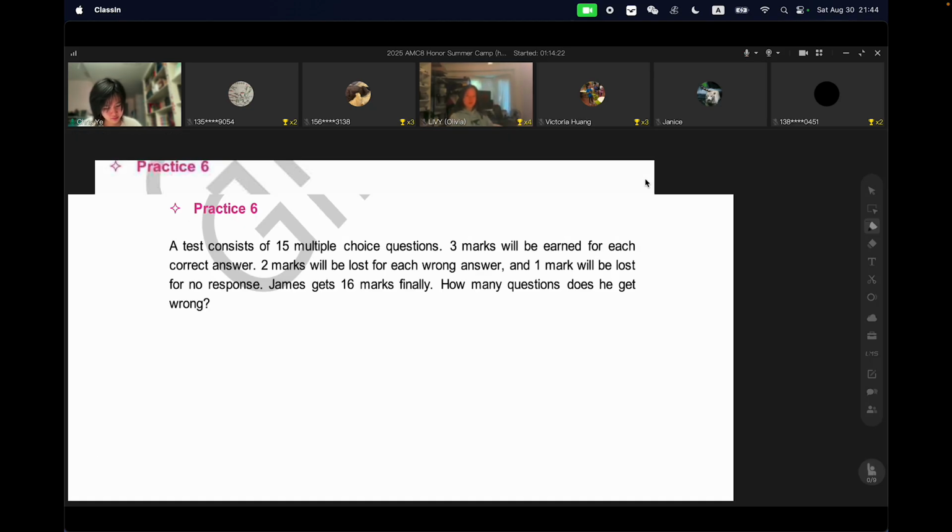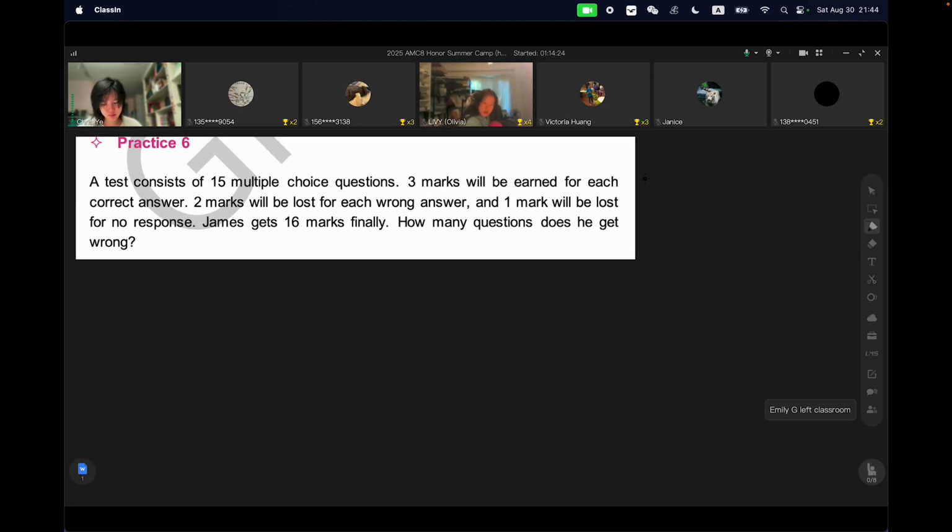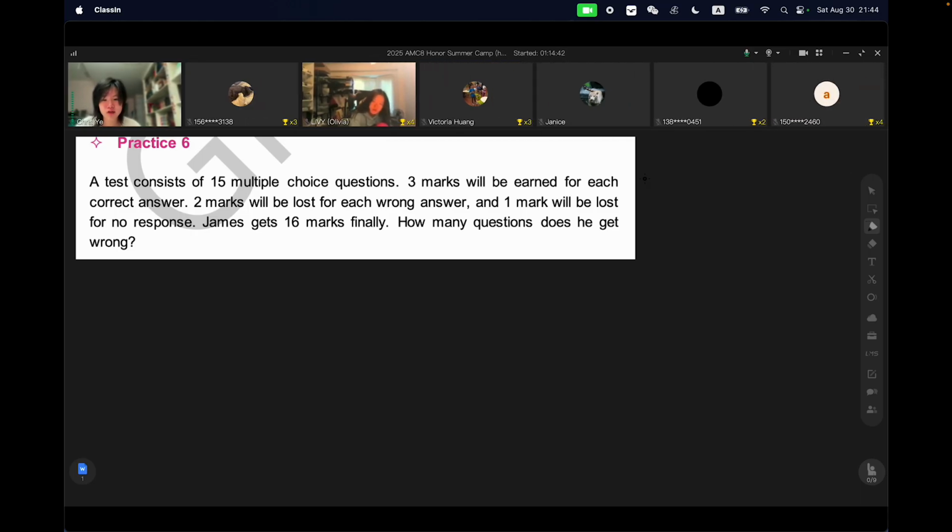Practice 6. So this is the practice problem, but it's quite similar to the exploration problem that I just finished, so I can also solve it with everyone. Suppose James answered X questions. A test consists of 15 multiple choice questions. 3 marks would be earned for each correct answer, 2 marks would be lost for each wrong answer, and 1 mark would be lost for no response. James gets 16 marks finally. How many questions does he get wrong?